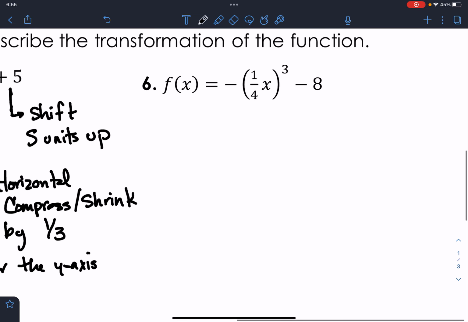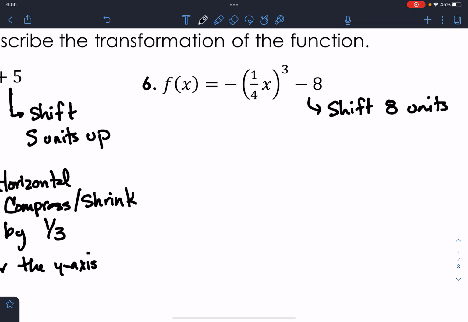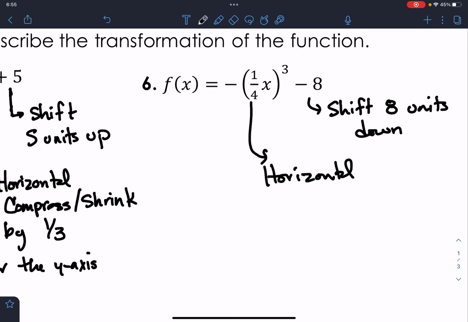And finally, for the last example here, the 8 is going to shift the graph 8 units down. That's a vertical shift. The 1/4, because it's on the inside, is a horizontal dilation. And specifically, the dilation is a stretch. We're going to stretch this thing, enlarge this thing by a scale factor of 4.